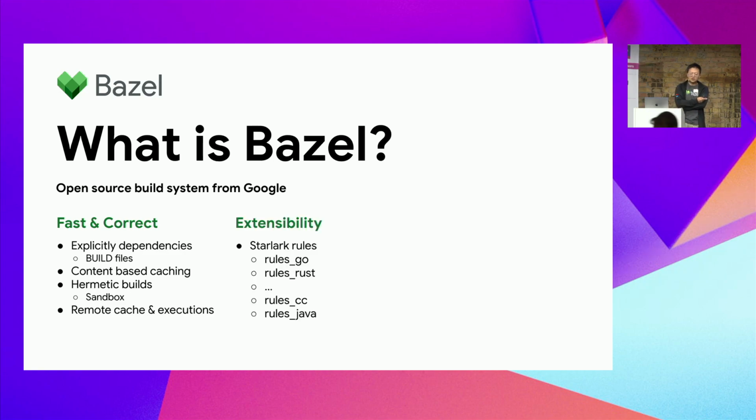And Bazel is also extensible through Starlark. Starlark is a dialect of Python that prevents you from doing non-hermetic things. So all the code you are going to see in this talk is Starlark code. Through Starlark, you can write build rules for different languages without changing the Bazel binary. For example, we have rules_go, rules_rust, and we do have some native rules embedded in the Bazel binary, but we are in the process of migrating those to Starlark in their own GitHub repositories.